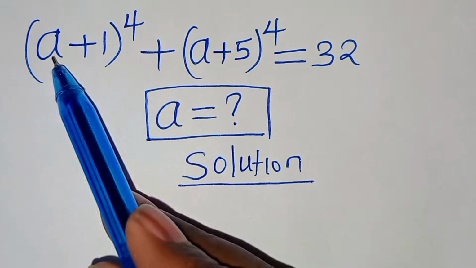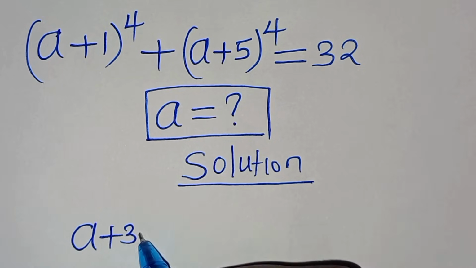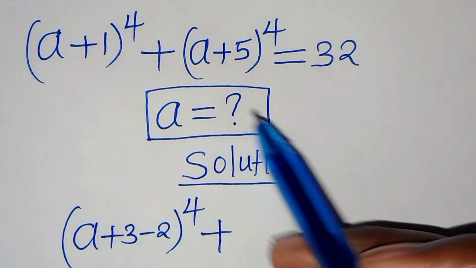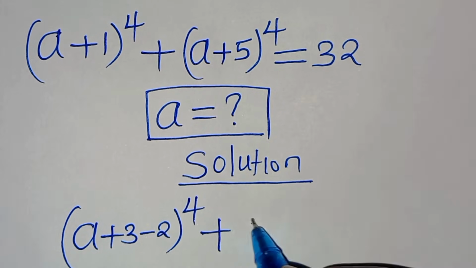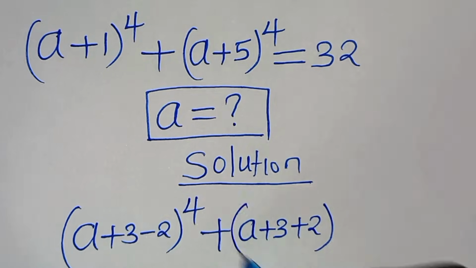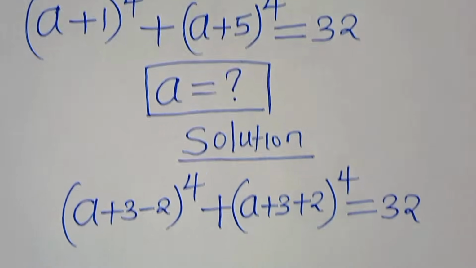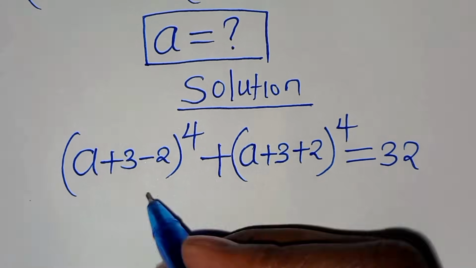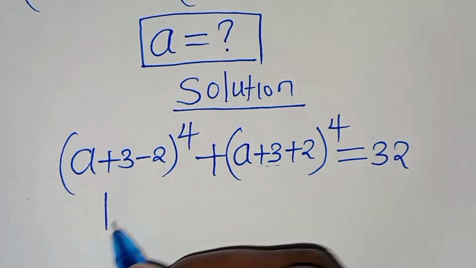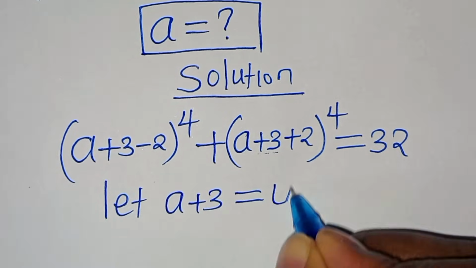We can express a + 1 as (a + 3 - 2) raised to the power of 4, then plus we can express a + 5 as (a + 3 + 2) raised to the power of 4. This is equal to 32. Now, the next step is that we have a + 3 here and we have a + 3 here. So we can let a + 3 be equal to u.